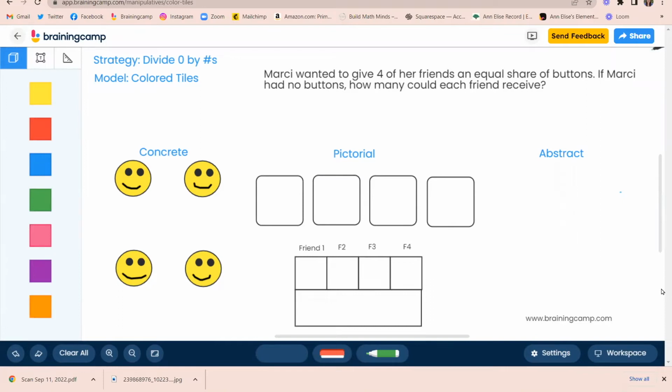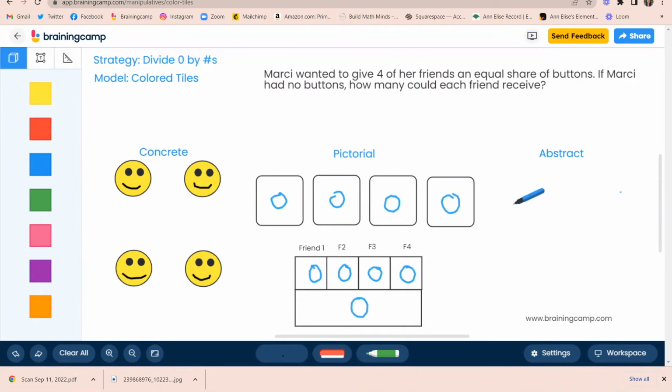And then pictorially, if a student wants to enter it in this way, they might think about, okay, four friends. They could put four shapes to represent each of the four friends. But if Marcy has no buttons to give, how many could each friend receive? Well, they're going to end up having none. There aren't any for them to have an equal share of. And as we go to a tape diagram model, well, there are zero buttons for her to be able to share, which means that each person cannot get any, right? They're each going to get zero.